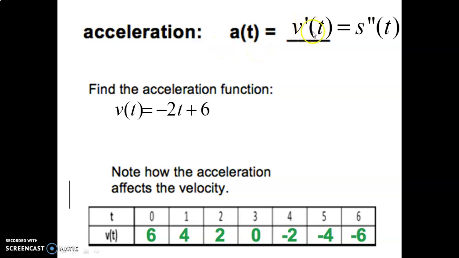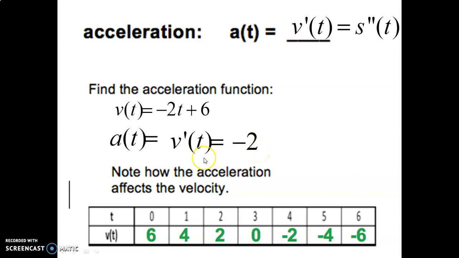Okay, so what about acceleration? Acceleration is the derivative of velocity. So it is the double derivative of the position function, right? We go from position to velocity, then acceleration. So here's our velocity function. What is the acceleration function? Okay, acceleration is the derivative of velocity, therefore negative 2.